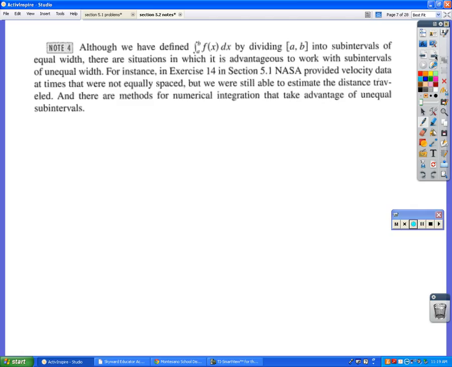All right, note number 4. And this is for Gabe also. Although we have defined the integral by dividing a and b into subintervals of equal length, there are situations in which it is advantageous to work with subintervals of unequal length. For instance, in exercise 14, did you say you looked at that? In section 5.1, NASA provided velocity data at times that were not equally spaced. And so to solve that problem, which we didn't do together, they made rectangles of different widths because it was just easier that way. Generally speaking, you would like them to be equal width, but you're just adding them all together, so it doesn't really matter.